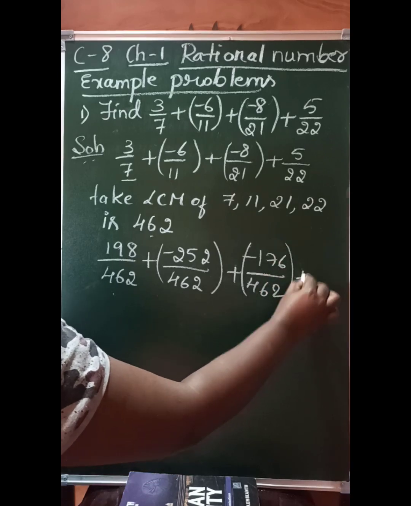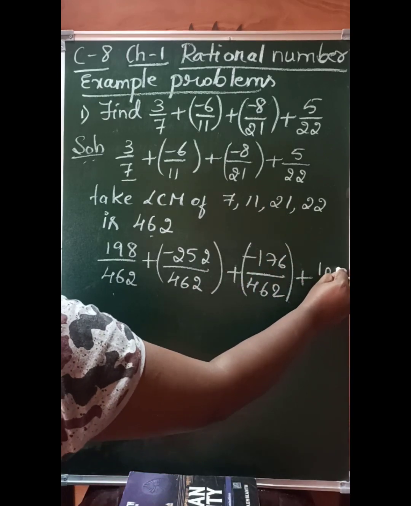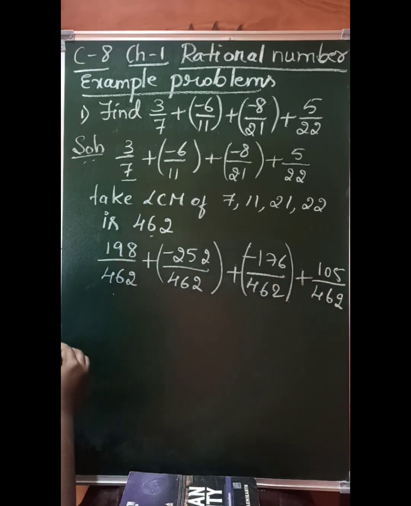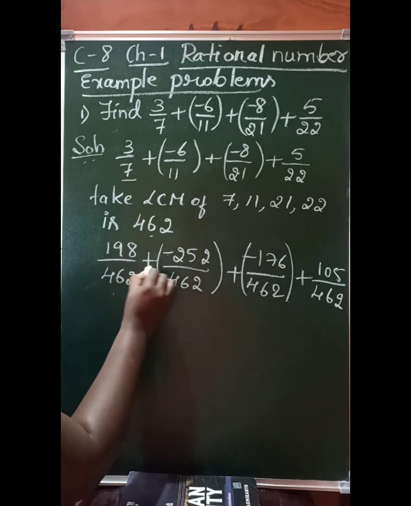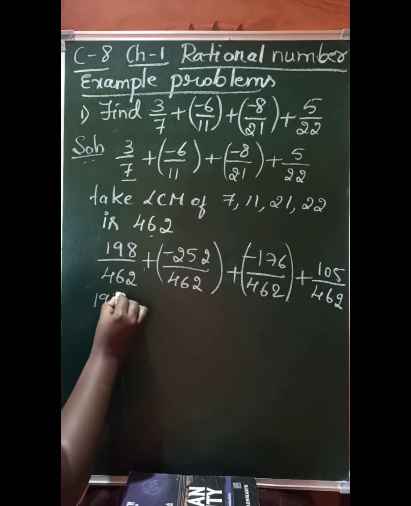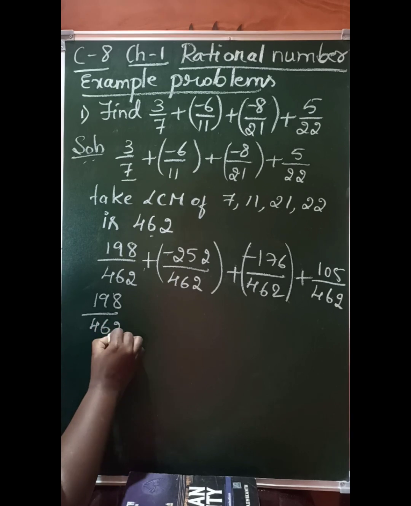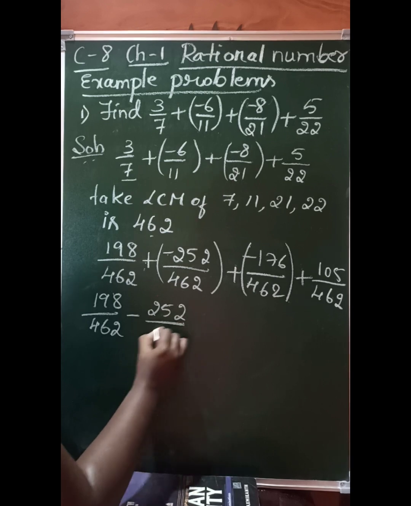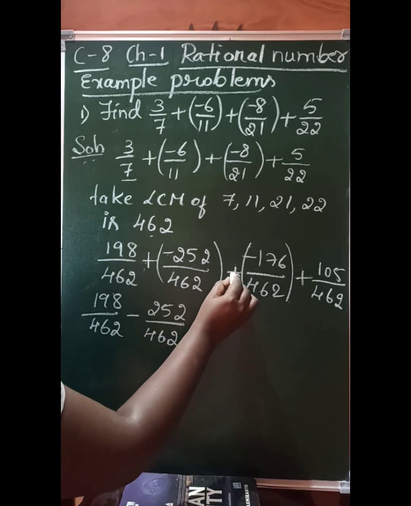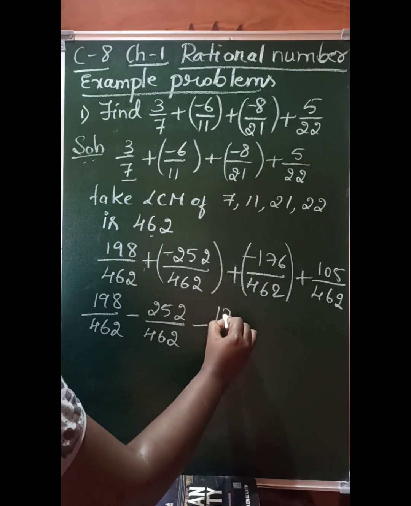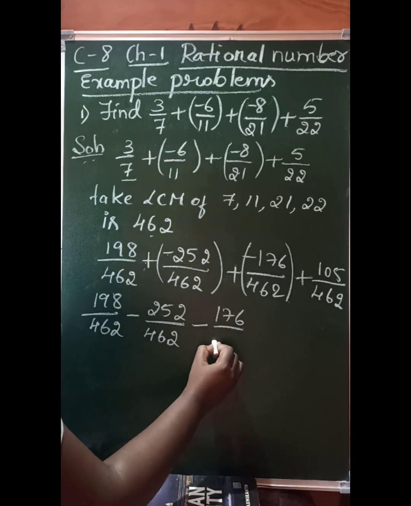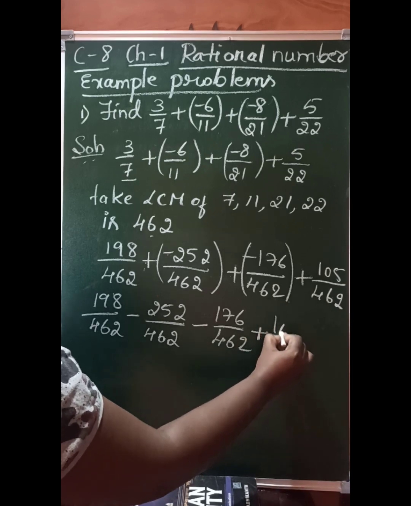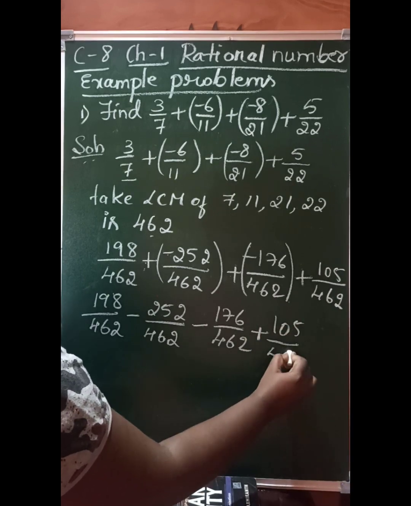Write for the last term, 105 divided by 462. Now write all of this by multiplying the signs: 198 divided by 462, plus into minus is minus 252 divided by 462, plus into minus is minus 176 by 462. And the last one, plus is there, so consider it directly, that is 105 by 462.